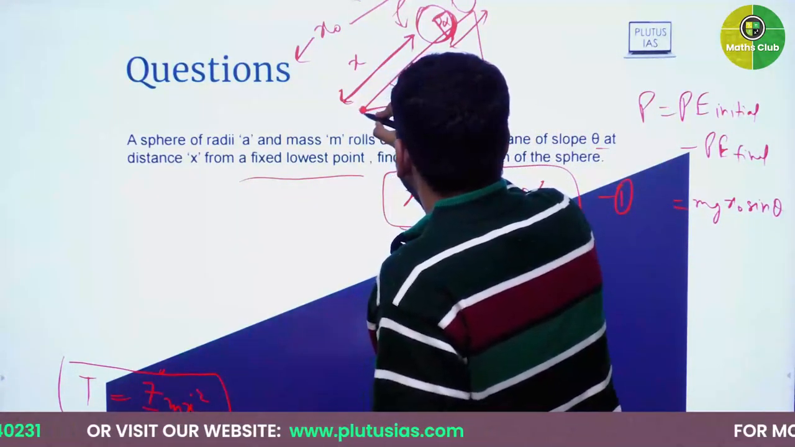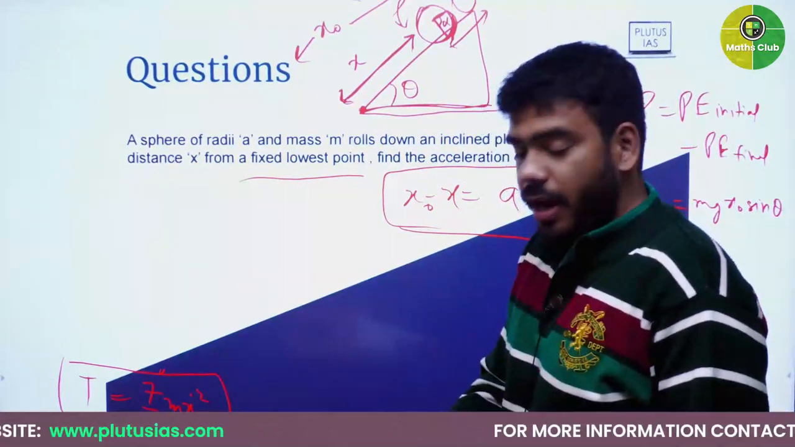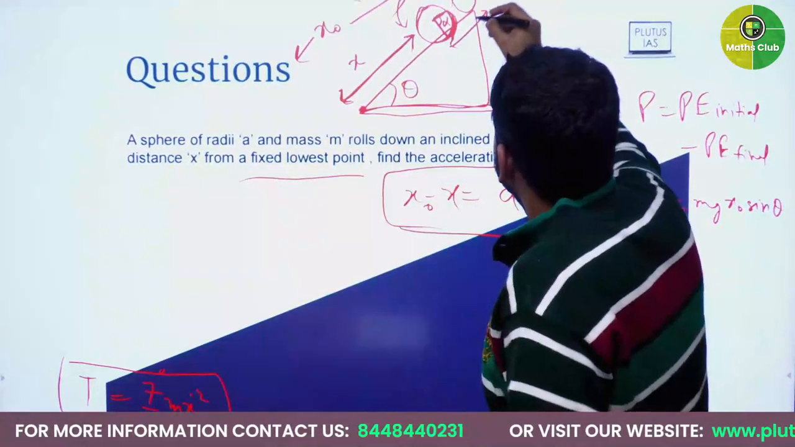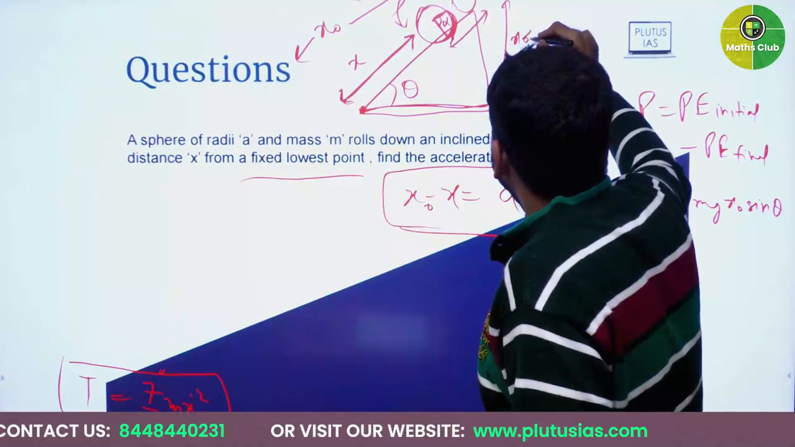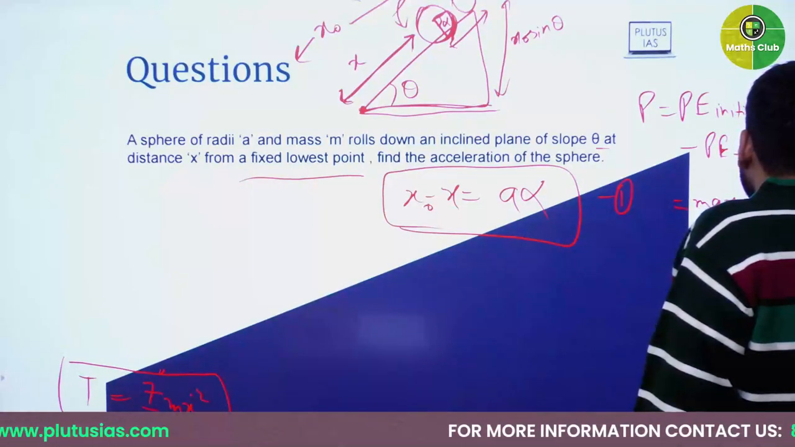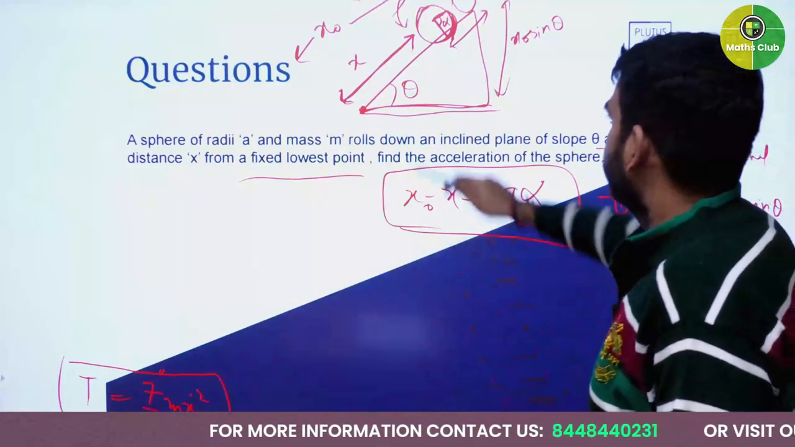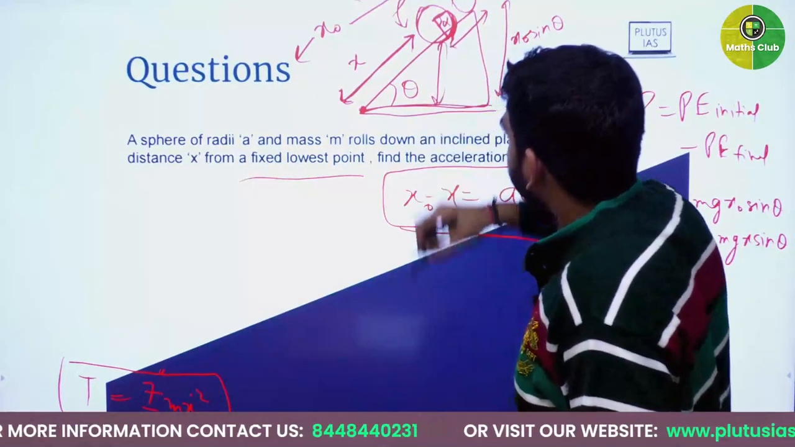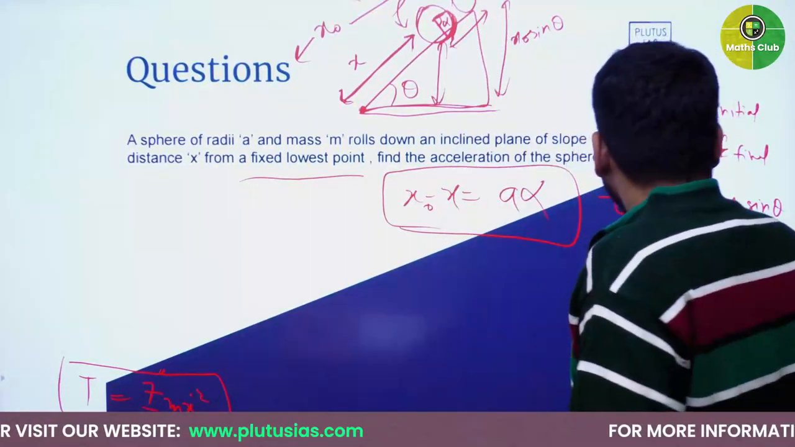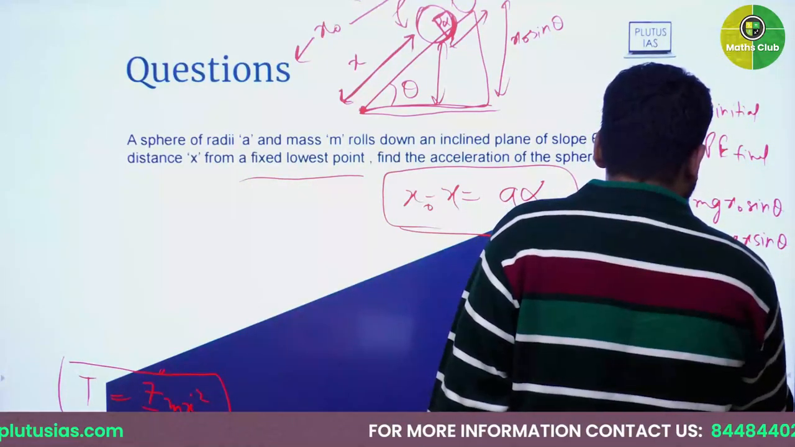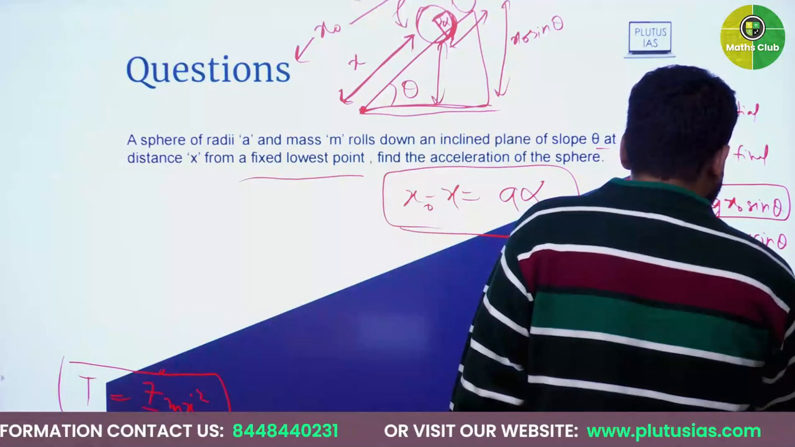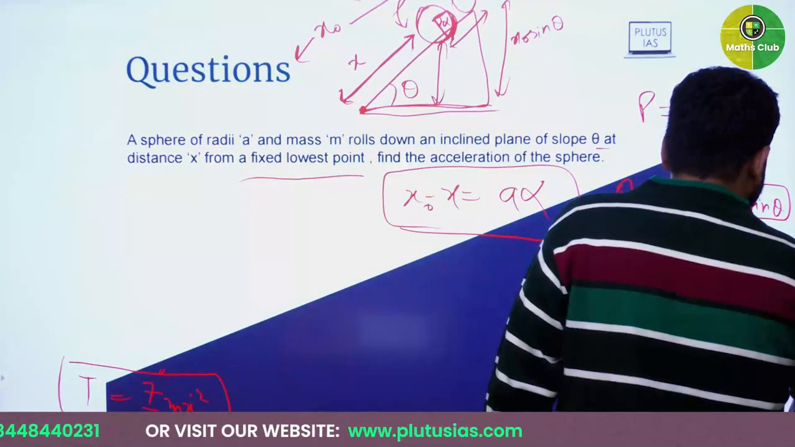Because initial potential energy is measured by the vertical height our body has from the ground level. From the ground level initially this is x naught, so this vertical distance is x naught sine theta. So initial potential energy is mg x naught sine theta minus final potential energy, which is mg x sine theta. After time t the height of the ball from the ground level is x sine theta. So potential energy is, this is constant, theta is constant and x naught is constant, some constant PE naught minus mg x sine theta.